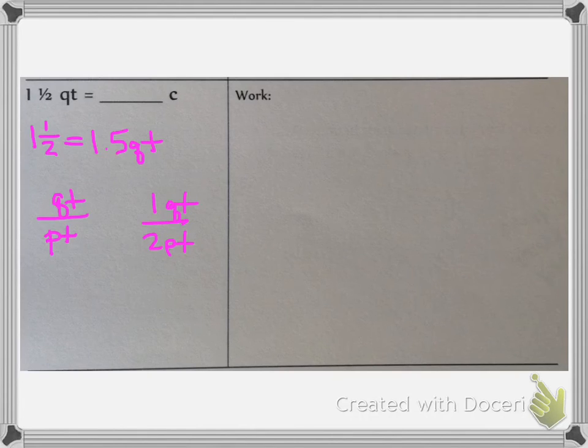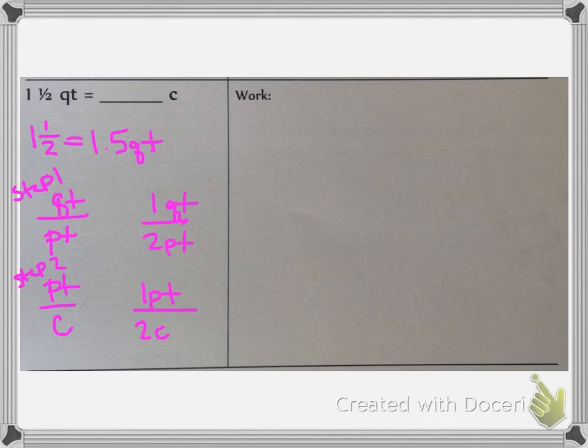Now I've got to get pints to cups, because that's what I'm looking for. I know that on my star chart it says there is 1 pint for 2 cups. So step 1, I'm going to use this ratio. Step 2, I'm going to use this ratio. This is one of our 2-step problems.